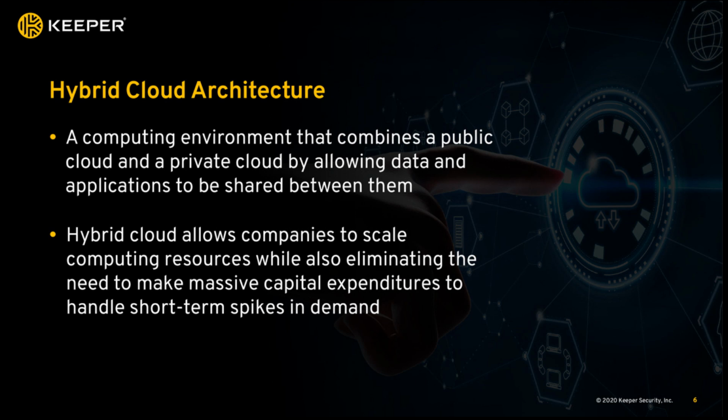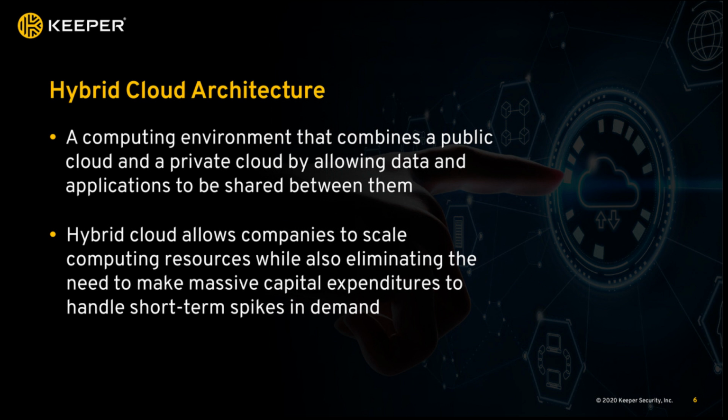If you talk about hybrid cloud, a lot of people ask me, well, what is it? Generally speaking, this is the straightforward definition: you have a computing environment that combines both a public cloud architecture and a private cloud by allowing data and applications to be shared between them. And the reason we do this is for redundancy and for scalability. The hybrid cloud will allow companies to scale their resources around computing while also eliminating the need to make massive capital expenditures to handle short-term spikes in demand. So as you're scaling a business or an operation, having on-demand scalable resources both up and down your architecture is really important, and hybrid cloud really allows you to do that.